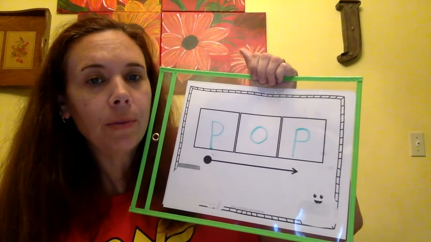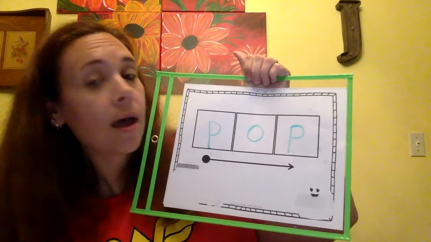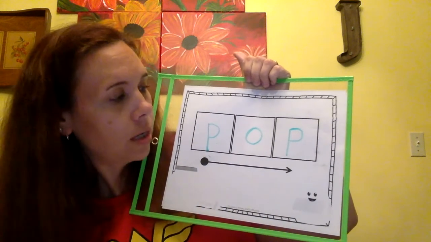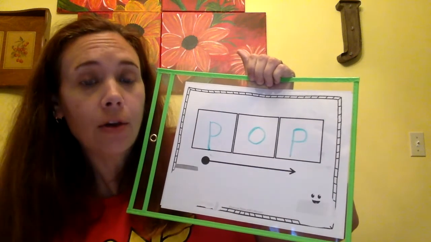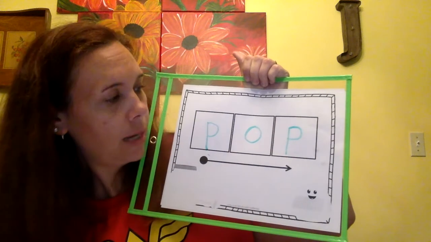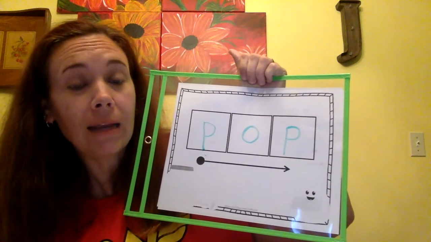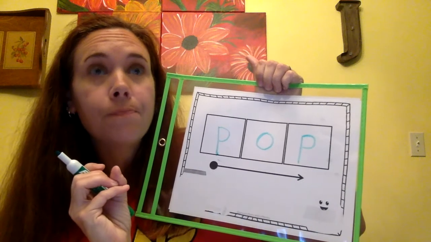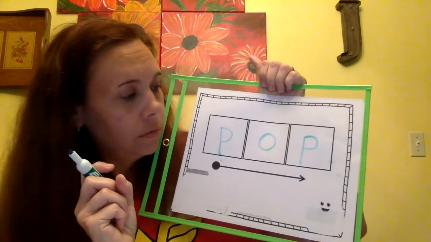I can think of a couple different ways to use this in a sentence, like I want a drink of pop. That's something we drink. You might call your dad or your grandpa Pop, so it could be a name, or it could be like an action, like the top popped off.